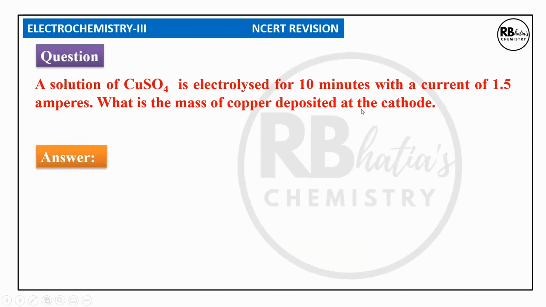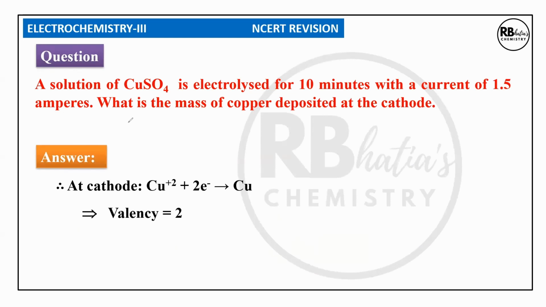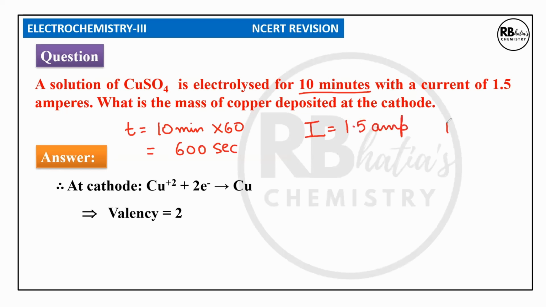Coming to a question, a solution of copper sulfate is electrolyzed for 10 minutes. That means time T is equal to 10 minutes, which we will convert to seconds by multiplying with 60. We get time is 600 seconds with a current of 1.5 ampere. The question asked is, what is the mass of copper deposited? So what formula are we going to use?